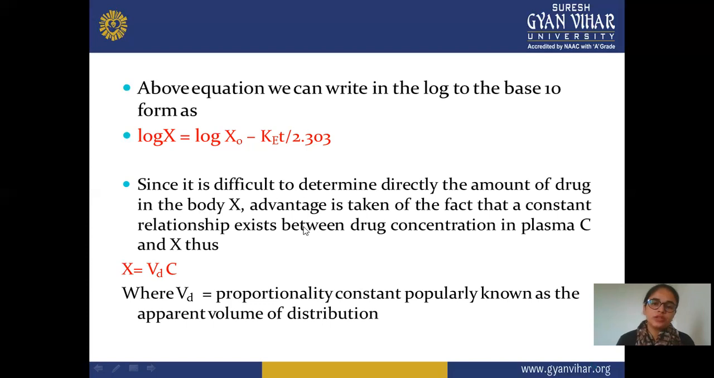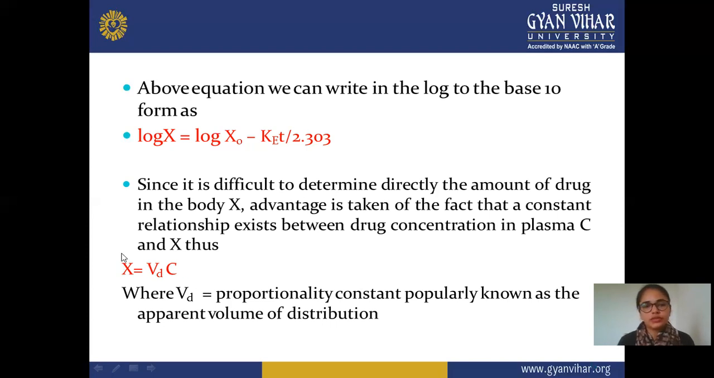Since it is difficult to determine the amount of drug in the body, X, means how much drug is present in your body, the advantage is taken of the fact that a constant relationship is present in your body, and C is the concentration of a drug, or how much drug is present in plasma concentration. So when we simplify this equation, we see that X is equal to VD into C. So this is volume of distribution, VD, and C is the plasma drug concentration.